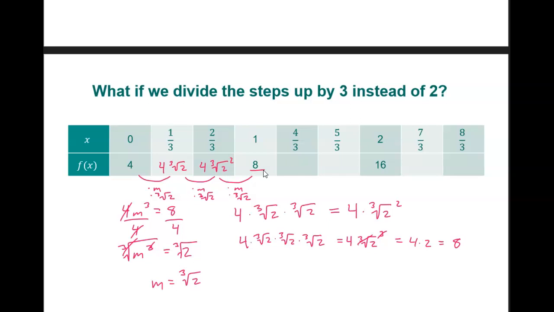It worked! So now we just repeat this pattern. We found the correct number to multiply by each time, so this is going to be 8 cube root of 2. This will be 8 cube root of 2 squared, and then 16. 16 cube root of 2. 16 cube root of 2 squared, and then the next one will be 32.